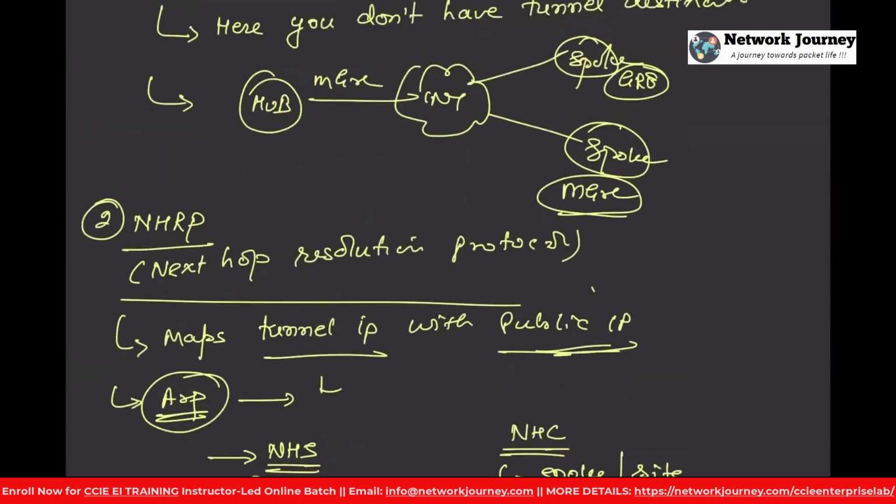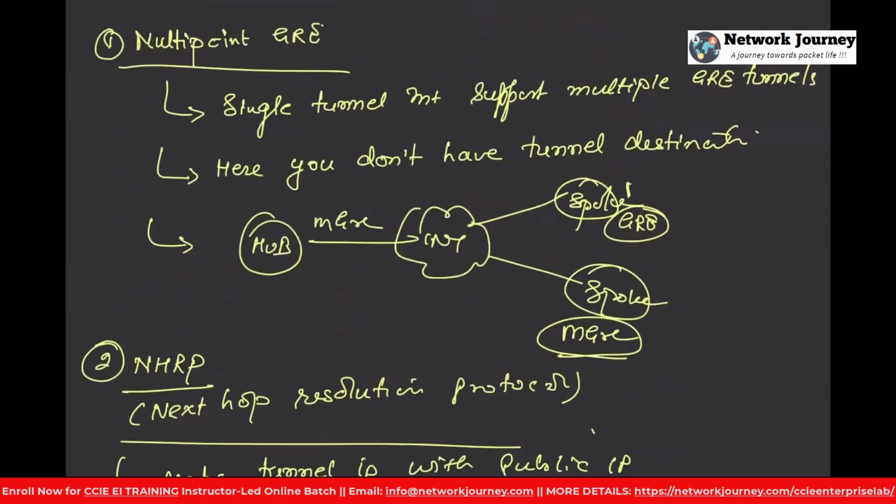So for example, if spoke 1 wants to talk to spoke 2, spoke 1 wants to establish a direct tunnel with spoke 2. So it needs the public IP of spoke 2 so that it can make the tunnel. What it will do is send the NHRP request message to get a response, and in the response it will get the public IP of spoke 2. Then it's going to make the tunnel with it. So this is how the communication is going to happen.